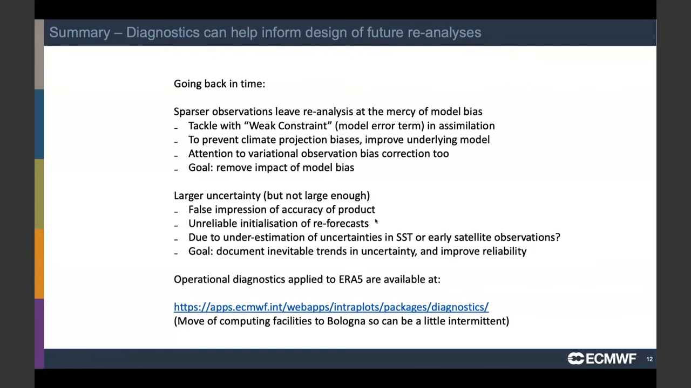Whether this is due to the observation uncertainty, I don't know. I guess the goal here is to document the inevitable trends in uncertainty, as Bill was mentioning, but to try to improve the reliability. A more complete package of these diagnostics is available on that link there, so you're welcome to look at that if you like. So I'll stop there. I'm sorry if I took a little bit too much time.